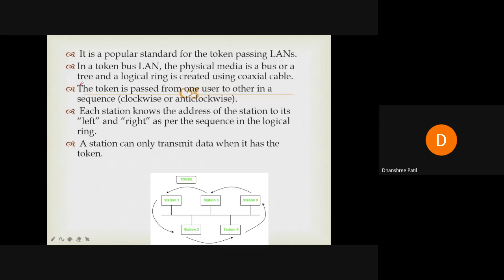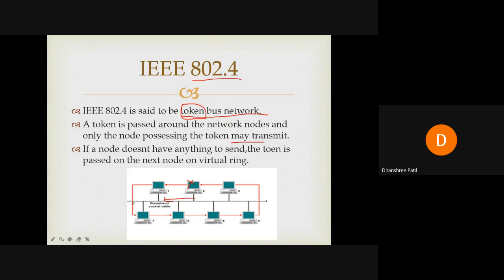Now there is a popular standard, that is 802.4. It is a popular standard which is used for token passing LANs. In a token bus LAN, the physical medium is a bus. So what is this bus? Bus topology, ring topology, star topology, we have seen these. What is this bus topology? A single wire is there, and a number of nodes are connected to that wire. You can see it here. So it is a bus topology.